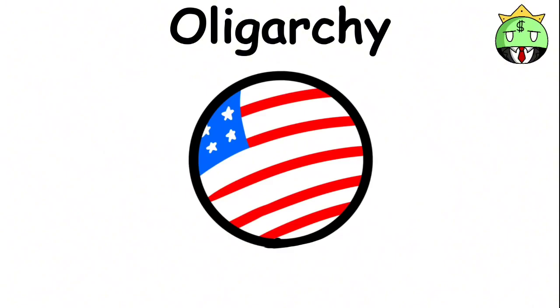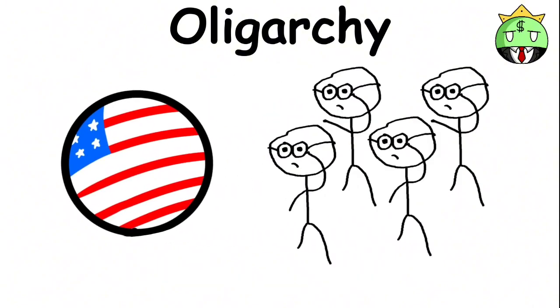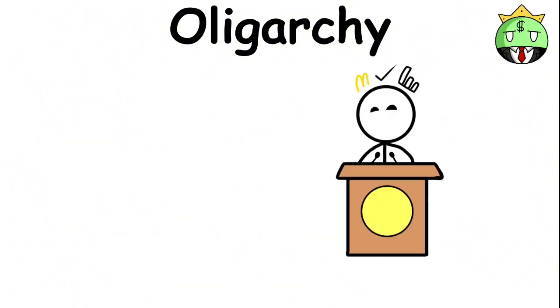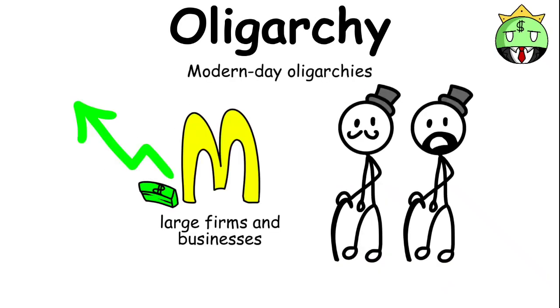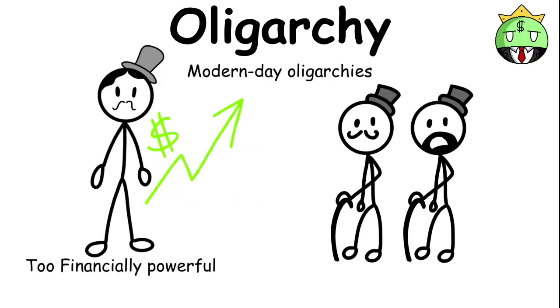The USA is formally a federal government, but is often seen as an oligarchy by most people because of the influence that large corporations have on the decisions of politicians. Modern-day oligarchies often arise when large firms and businesses become too financially powerful.